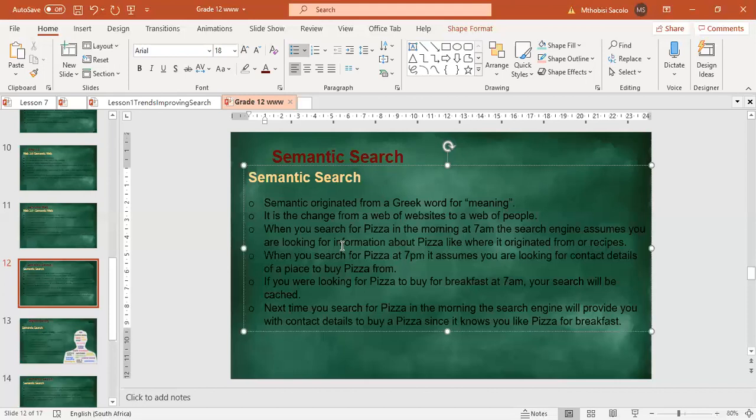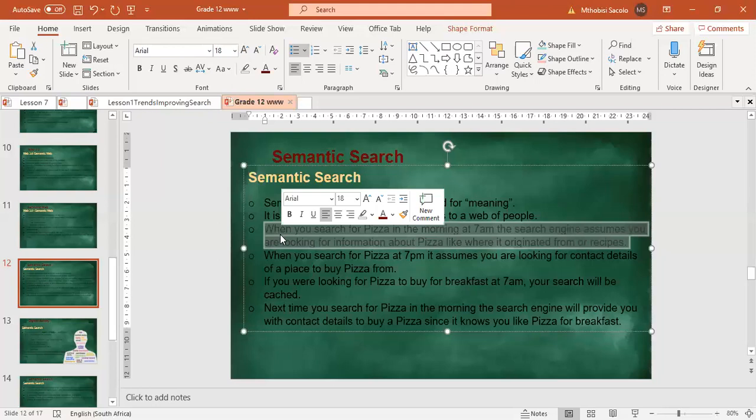Just for example, let me read this one. When you search for pizza in the morning at 7, the search engine assumes you are looking for information about pizza, like where it originated from or recipes. But when you search for pizza at 7 p.m., it assumes you are looking for contact details of a place to buy pizza from. So the assumption here is that in the morning, you wouldn't want to eat pizza as breakfast. That's what the search engine assumes.